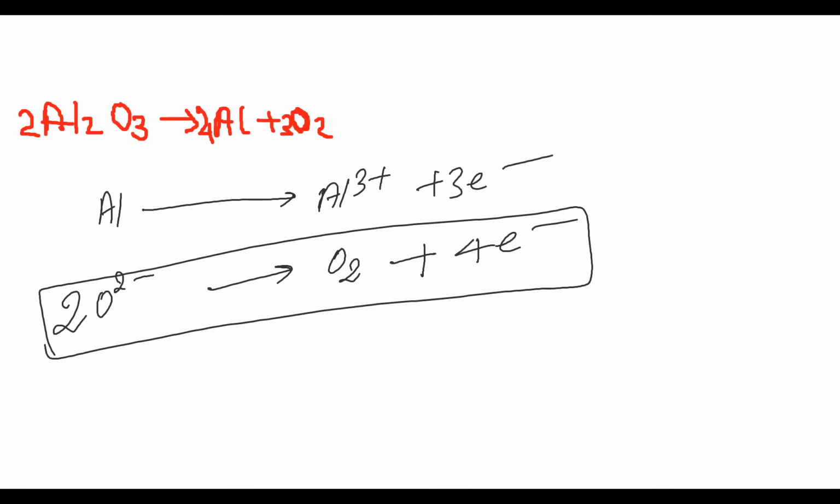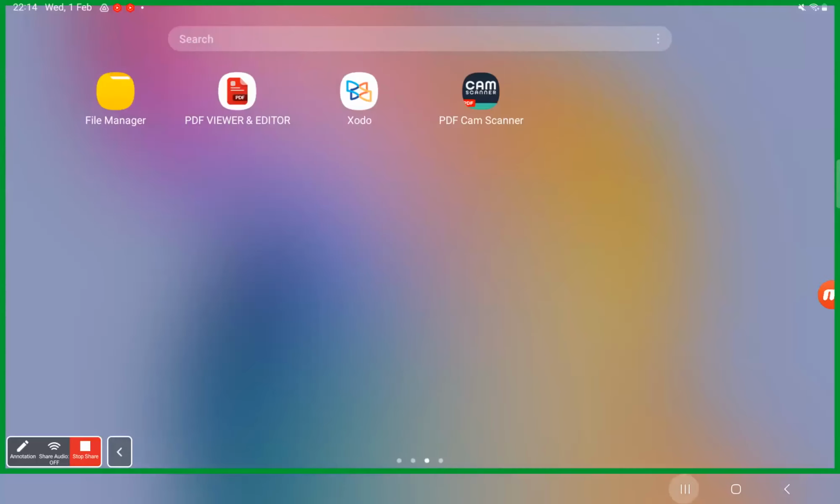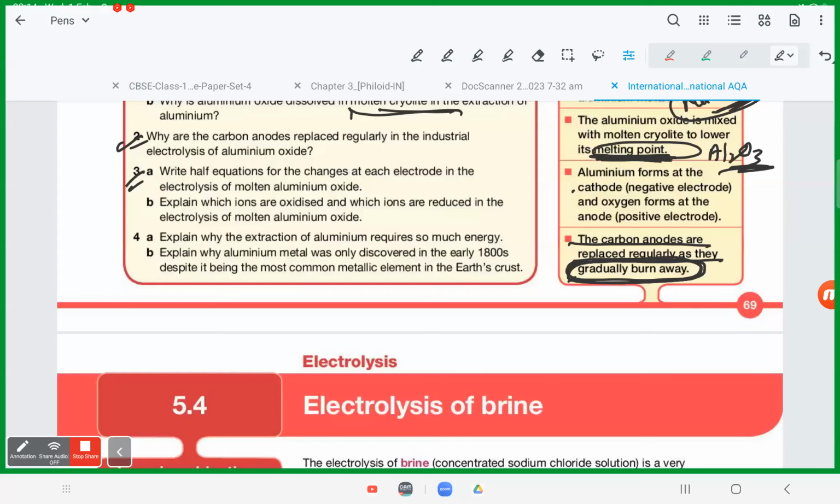Let me share the screen again. Sorry, wait. One second, please. Where has the Zoom gone? Is it visible, Tarni? I didn't share. Now I think it is visible.